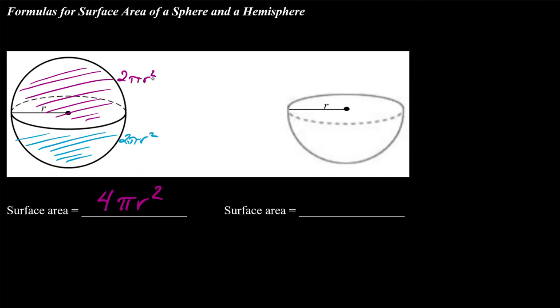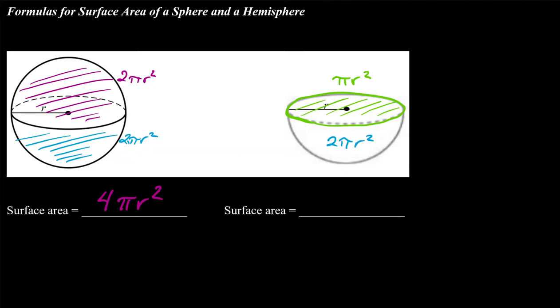Now what happens is when we have a hemisphere, if we chop this ball in half, we remove the purple section or the blue section, whatever we want to think about it. We're going to remove the purple section, so we still have 2 pi r squared on the bottom. But by chopping it in half, we're presenting a new surface to everybody. And what is the shape of the surface that we're presenting? Well, it's a circle, and that new surface has an area of pi r squared.